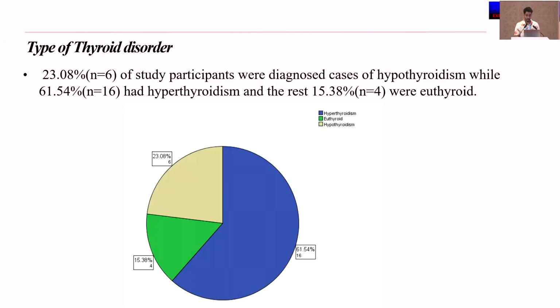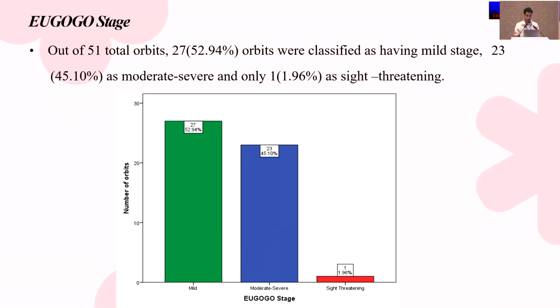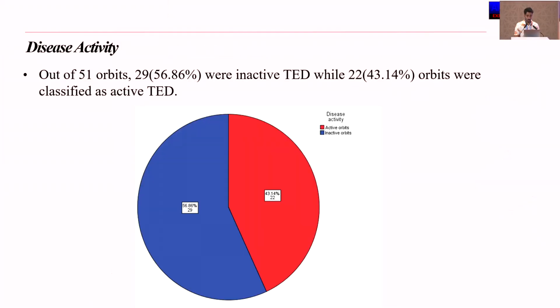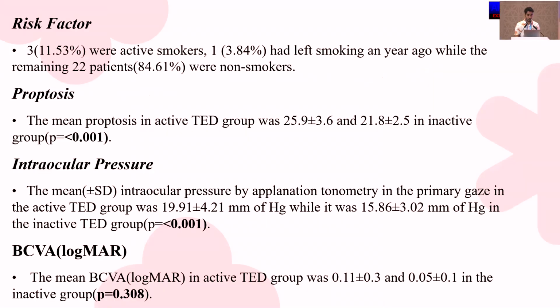Most of the patients had hyperthyroid, and out of 51 total orbits, 27 had mild stage, and 23 had moderate to severe, and only one was sight-threatening. 29 were inactive TED orbits, while 22 were active TED. Only 3 were active smokers in our study, and the mean intraocular pressure was increased significantly in active TED group as compared to the inactive TED group.